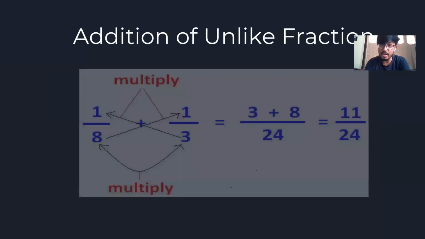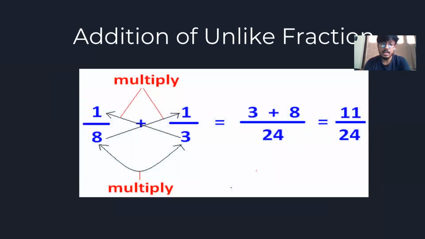Now, in the case of unlike fractions, let's see how we can add. The example is 1 by 8, a fraction with denominator 8 and numerator 1, and 1 by 3, which has denominator 3 and numerator 1. Now the two denominators are different. So we multiply the two denominators, or find the LCM of the two denominators. The LCM is 24, that is 3 into 8 is 24. So the resultant denominator is 24.